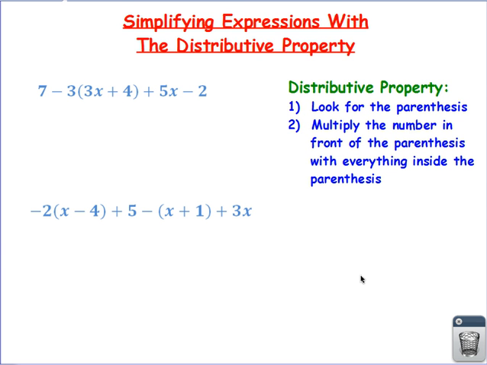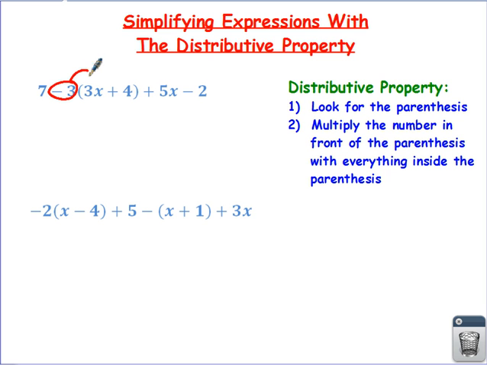So here we have two examples. We're just going to take a look at the first one right up here. 7 minus 3 parentheses 3x plus 4 plus 5x minus 2. So once again, I see my parentheses right over here, and I'm going to take the number in front of it, and notice I include the minus sign in front of it because it acts like a negative sign, and we're just going to multiply it to everything inside it.